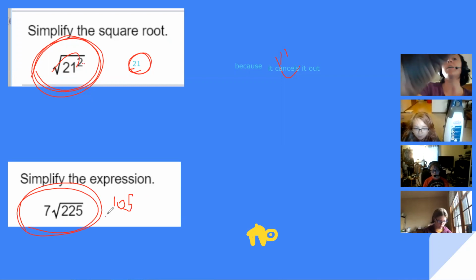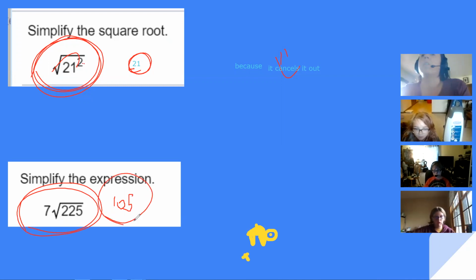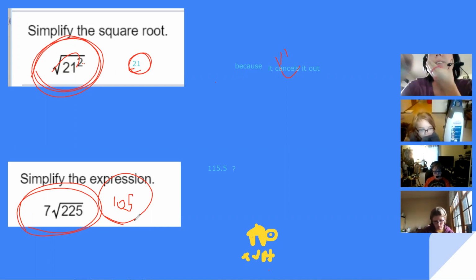So someone is saying it would be 105. What do we do first? Callie says 105 too. What do you think, Annabelle? What would it be? Think it would be 105? Someone says 115.5. What would we do first here?